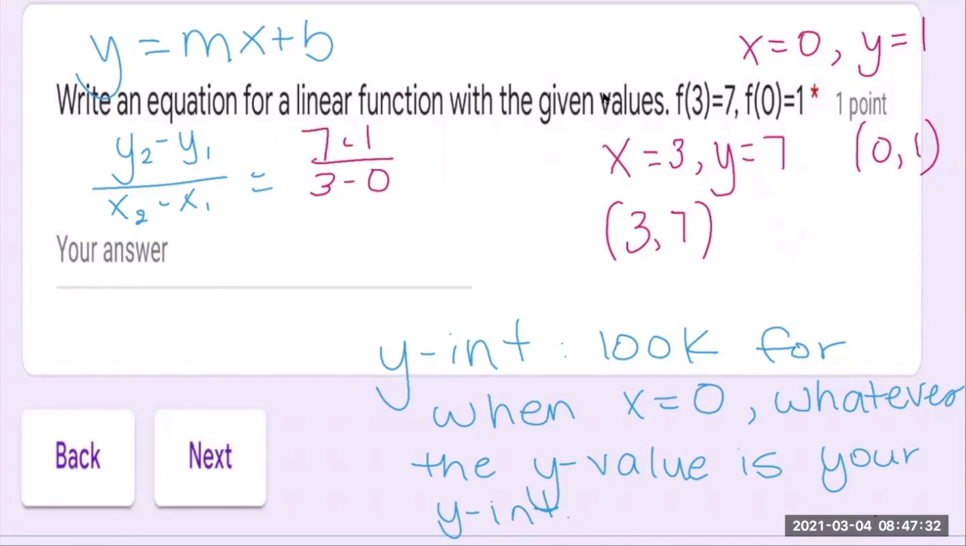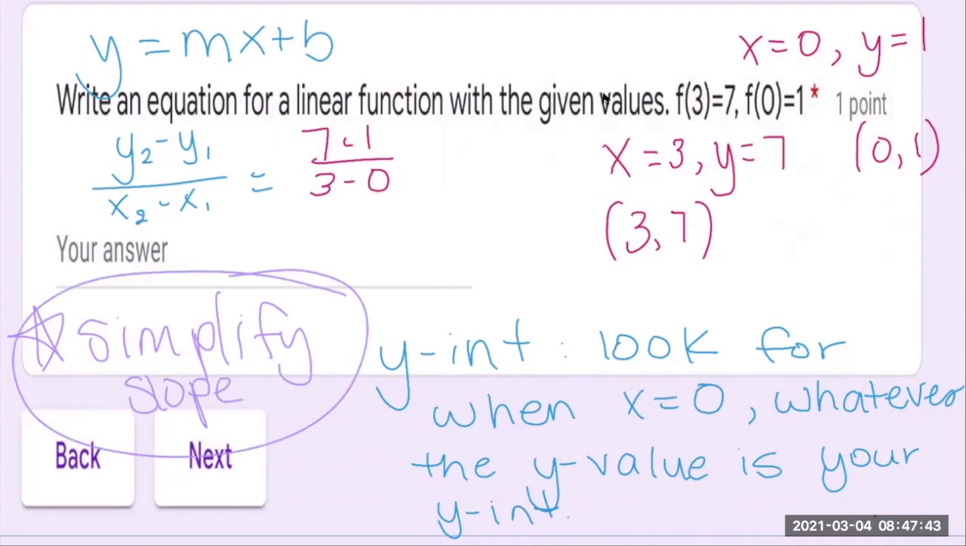Again, on this one, you need to make sure you simplify your slope. If it's not simplified, you won't get the correct answer. So this is our goal, to get it in that form. And there's a bunch of different information to help you out.